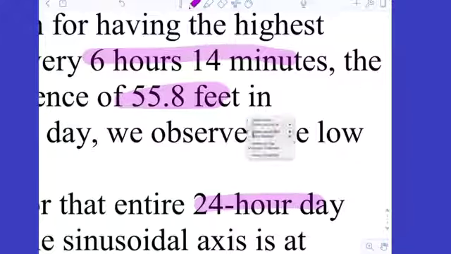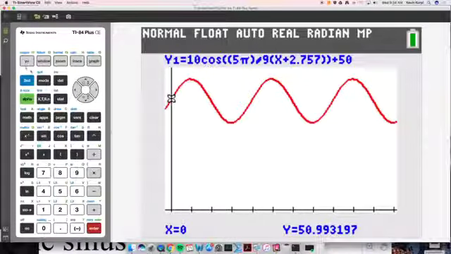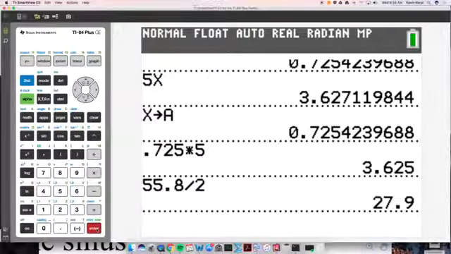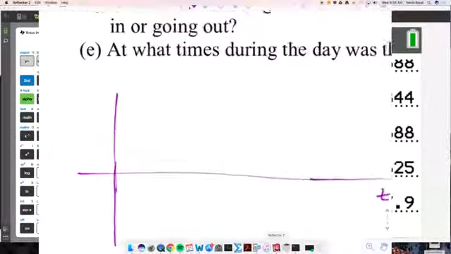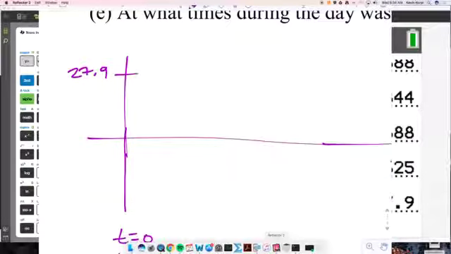Right, half of that. So let's see what half of that is. We're not going to be able to finish this, but I think we'll get the essence done. So 55.8, let's go ahead and divide that by 2. So 27.9. So now we know that it's going to go up to 27.9 and down to negative 27.9.